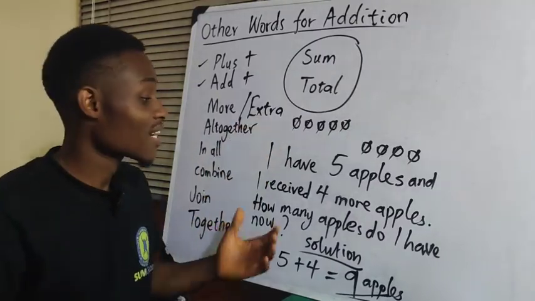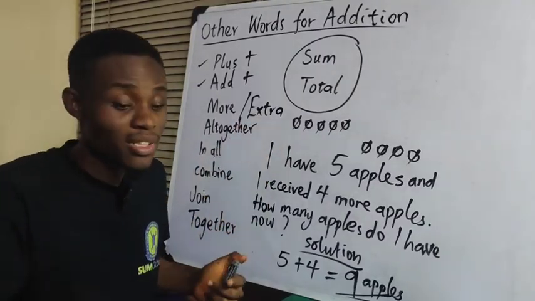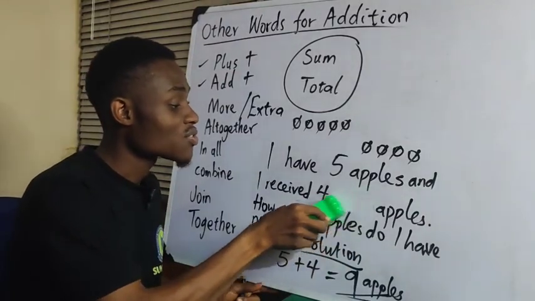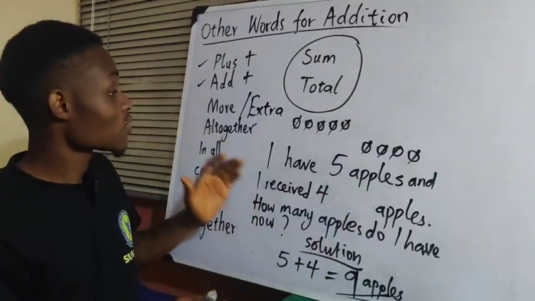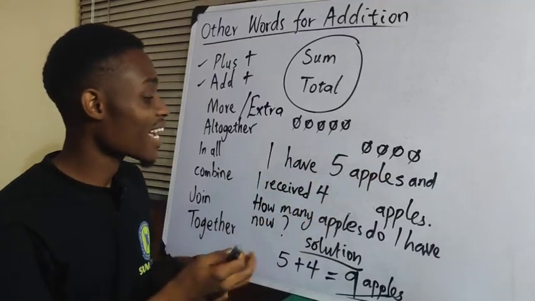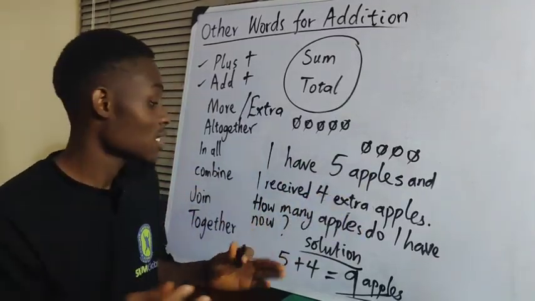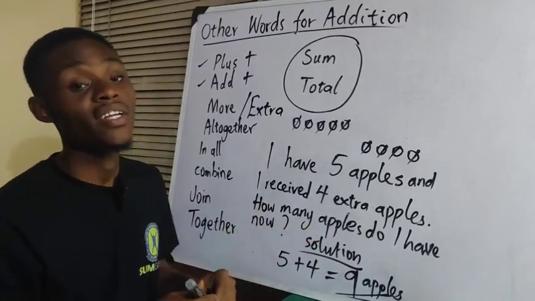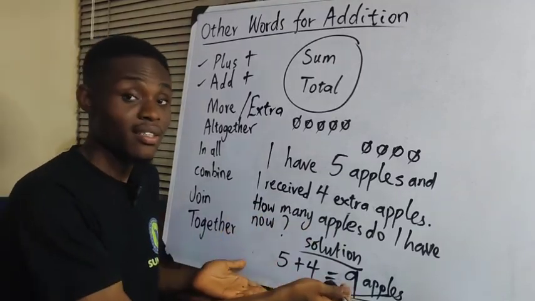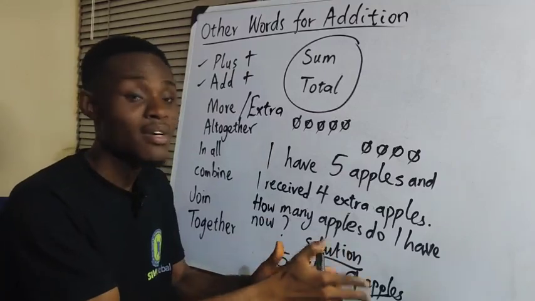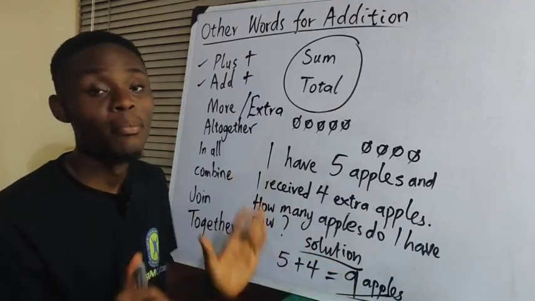How can I put extra in the question? Well, the way I can put extra in the question is just to remove more from the question. So you say, I have 5 apples and I received 4 extra apples. How many apples do I have now? It's the same question. Everything is the same, and the answer is the same. So 9 apples.